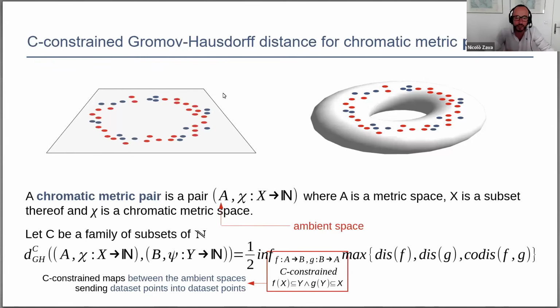And you can extend the definition of the C-constrained Gromov-Hausdorff distance also in this setting by saying, okay, I want a pair of maps between the ambient spaces that are C-constrained, and they also need to send dataset points to dataset points. Everything works. All the things that I've mentioned before work also in this setting. All the things that I will talk about in the next section will work in this setting. I just restrict myself to chromatic metric spaces for the sake of simplicity. But you can add the ambient space, no problem.